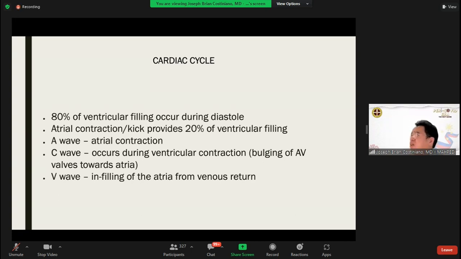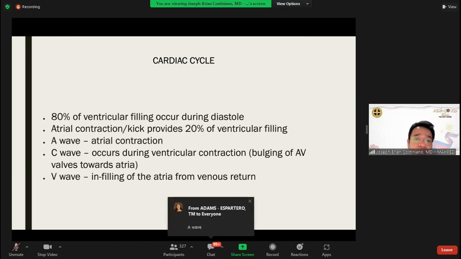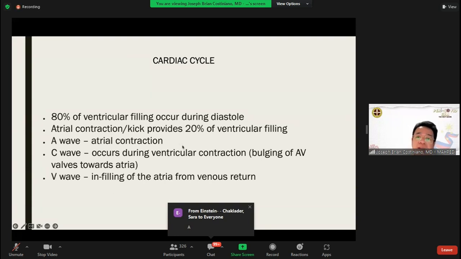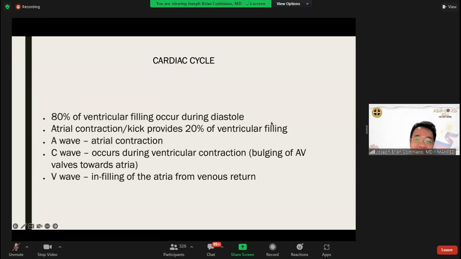Doc, bakit binibigay mo pa yan? Ano bang importance ng mga venous waveform? Because lumabas na din, no? The question was, which of the following waveforms is absent during atrial fibrillation? Is it A wave, C wave, or V wave? So the answer is A wave, no? Kasi A wave po natin is seen in your atrial contraction.